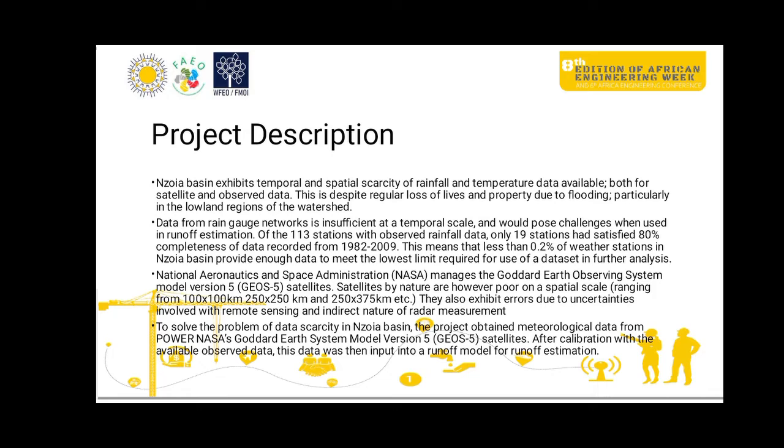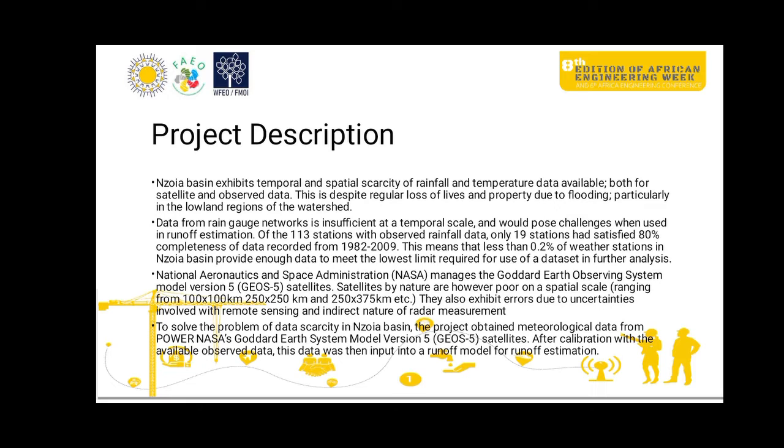So we'll go to a brief description of what the study entails. So the study was carried out for Nzoia Basin, which exhibits temporal and spatial scarcity of rainfall and temperature data available, both for satellite and observed data. Now, that scarcity was described previously. It's common in many places, Nzoia River Basin being one of them. So this is despite regular loss of lives and property due to flooding, particularly in the lowland regions of the watershed. Despite the fact that it is of paramount importance that this data be available, it's not there.